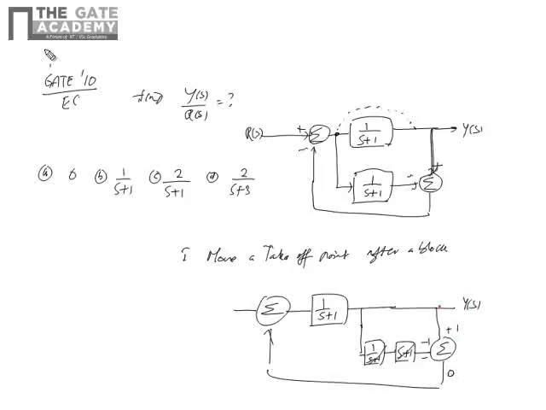That means there is no loop in this. Because of 0, the loop is cancelled now. You will get only Ys by Rs equal to 1 by s plus 1. This answer is B. So we are using the block diagram reduction technique of moving a takeoff point after a block. It will be easily simplified. So this way, they will give basic control systems problems.